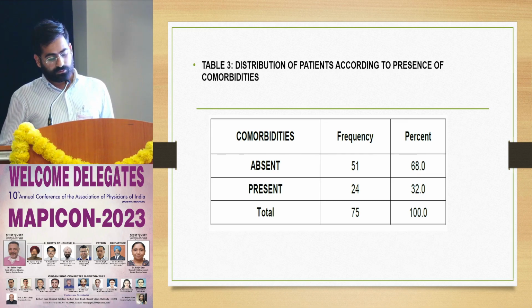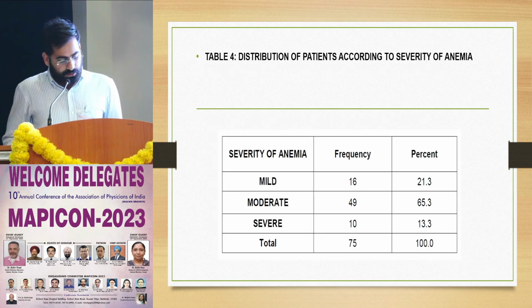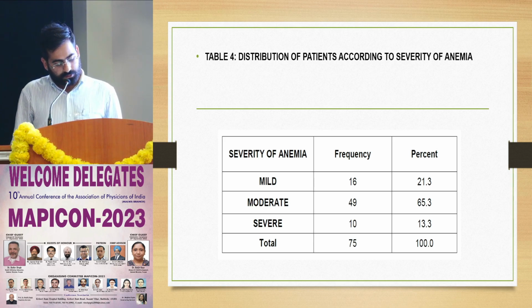Distribution of patients according to presence of comorbidities. Out of 75 patients, 24 patients have comorbidities, whereas 51 don't have. According to severity of anemia, only 10 patients were in category of severe anemia, that is only 13%, and maximum were of moderate anemia, 65%, and mild were 21%.